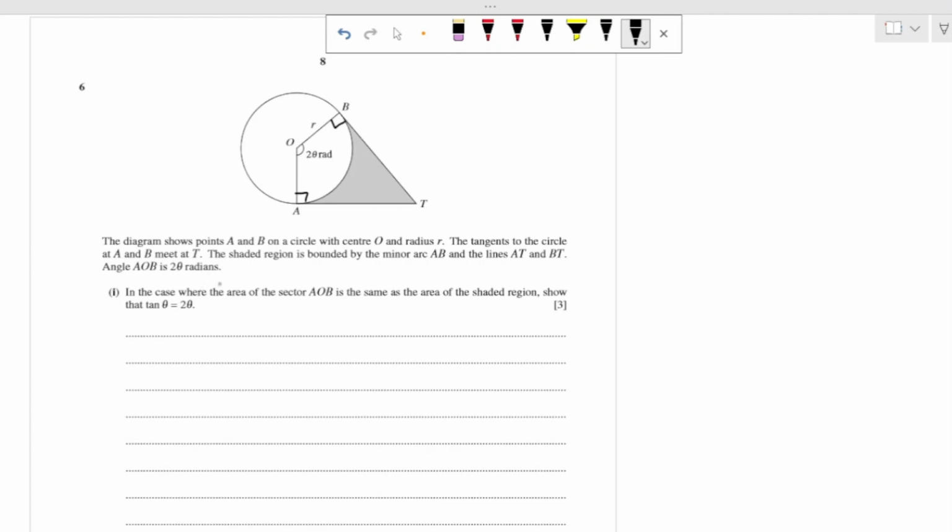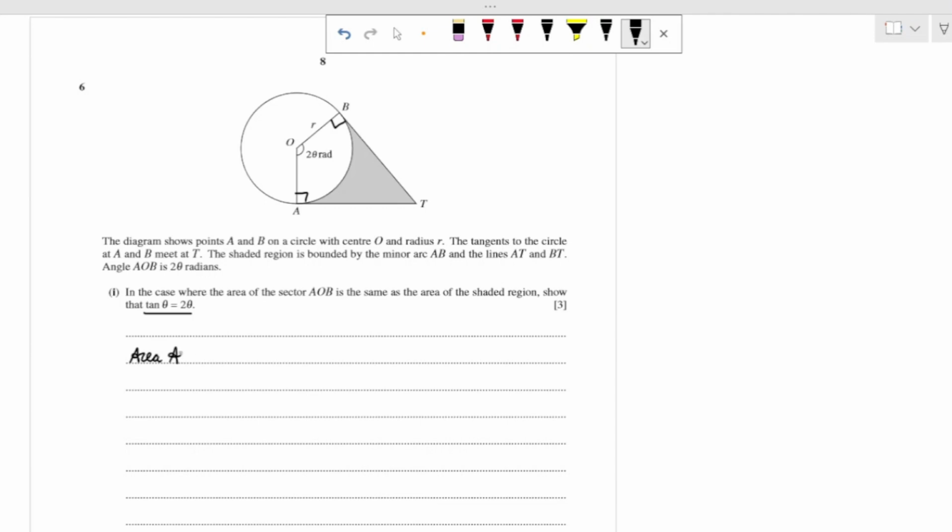So first of all, let's see the area of sector AOB. The way we're going to approach this is first of all by completing all the conditions. They said that the area of sector AOB is the same as the area of the shaded region. So first of all, let's find the area of sector AOB, then the area of the shaded region, and then equate them in order to get to tan theta is equal to 2 theta.